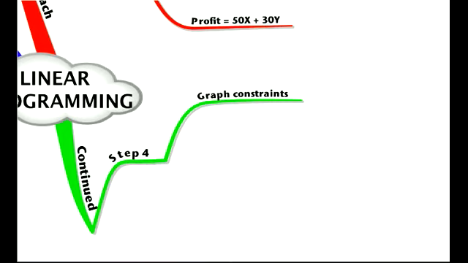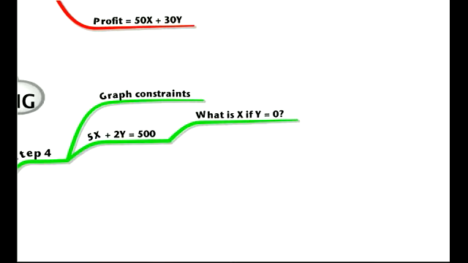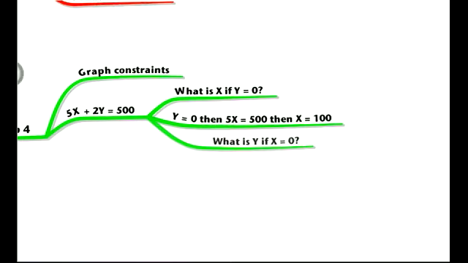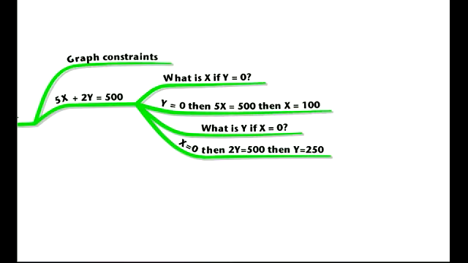The next step is to graph our constraints. So how do we do that? Well, we take each constraint and we say, first of all, what is X if Y equals 0? So if Y equals 0, then 5X equals 500. So that means that X equals 100. So that will be the plot point on our X axis. X equals 100. We then say, what is Y if X is 0? So if X is 0, then 2Y equals 500. So that means that Y would be equal to 250. So again, that's the plot point on our Y axis, 250.